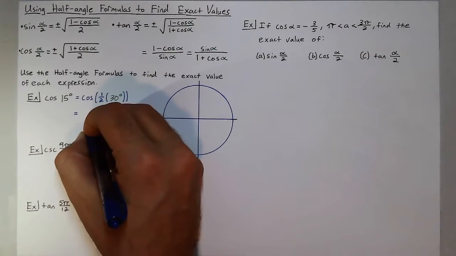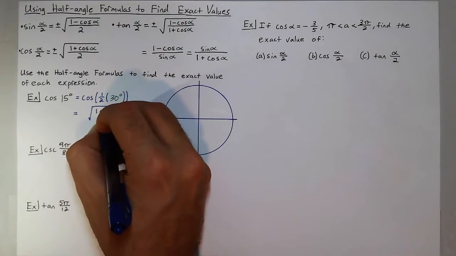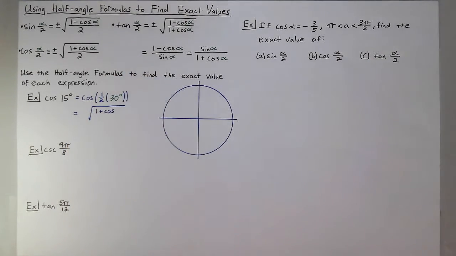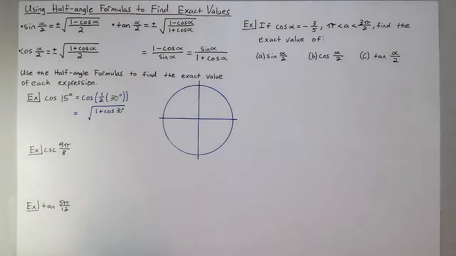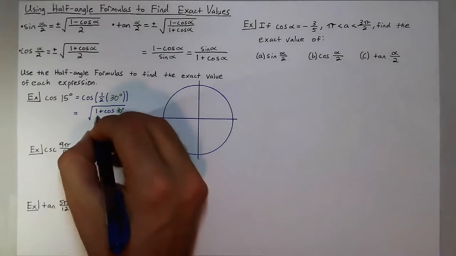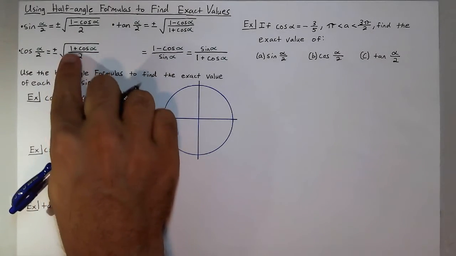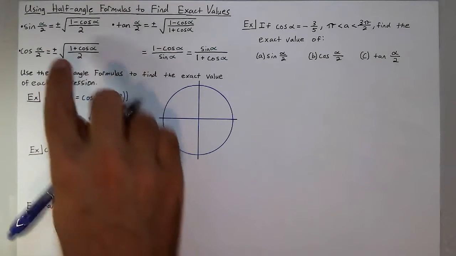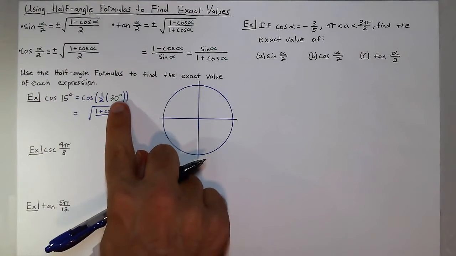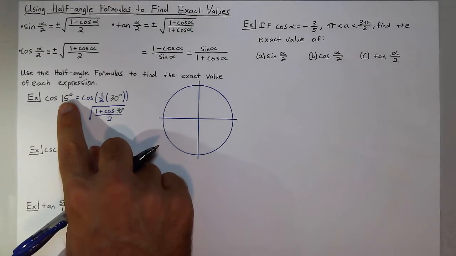So I'll get the square root of 1 plus cosine of 30 degrees, all over 2, using the cosine half angle formula. But now this plus or minus out in front, the purpose for this is that just because I'm taking half of this angle doesn't mean it's going to end up in the same quadrant. So I need to know what quadrant does 15 degrees end up in.